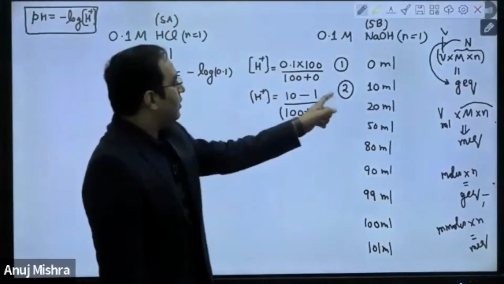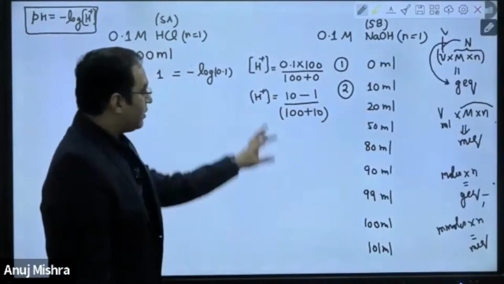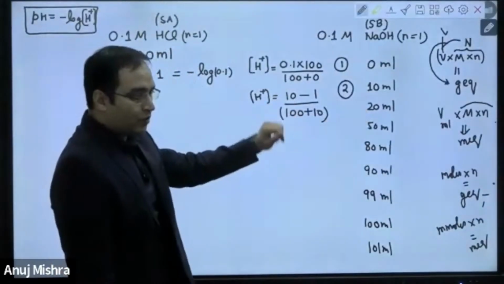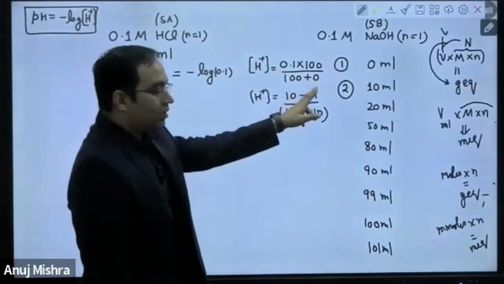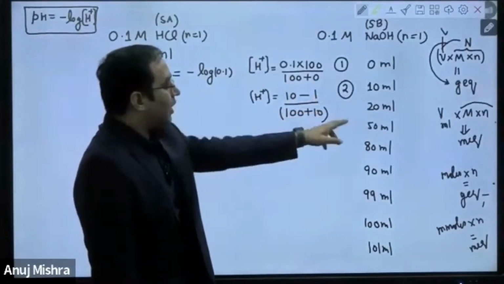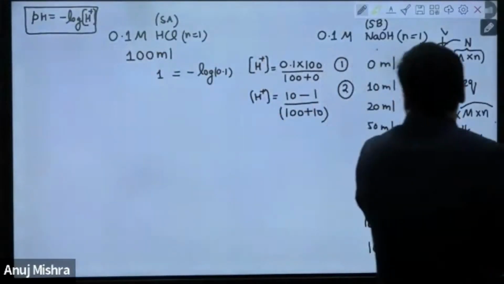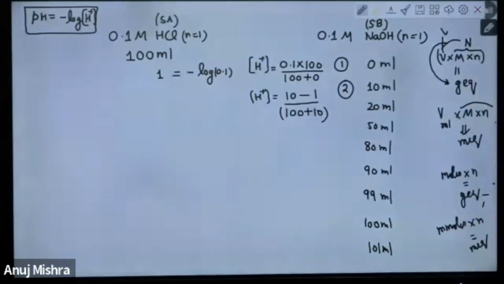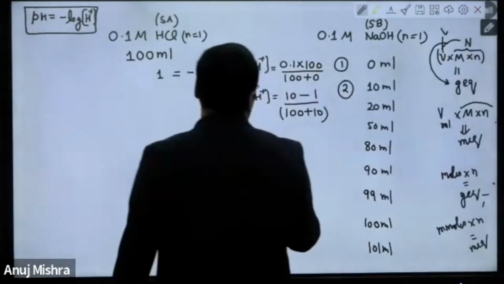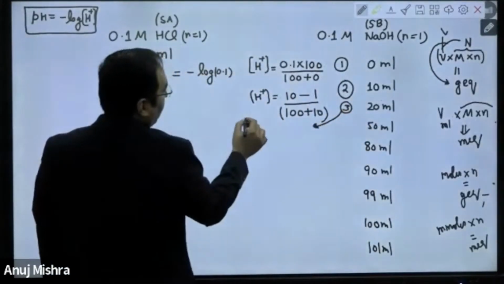What will be the next one with this logic? 20 ml के साथ. Can you tell? Just tell. Then write later. What will be the answer for next one? 10 minus 2 divided by, very good. ऐसे next कर लेंगे फटाफट सारे करके आप इसकी values निकालते जाइए. Everybody do. पहले आप H plus निकाल लो फटाफट, फिर pH भी कर लेंगे.